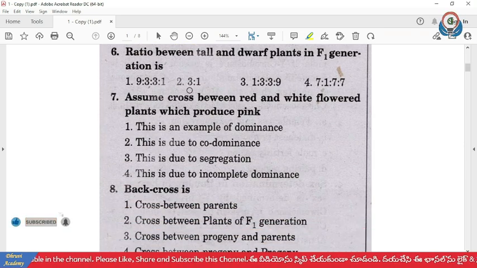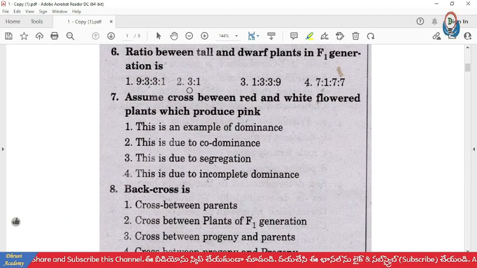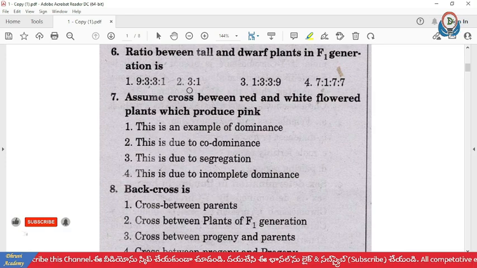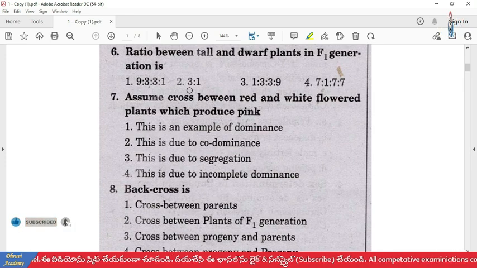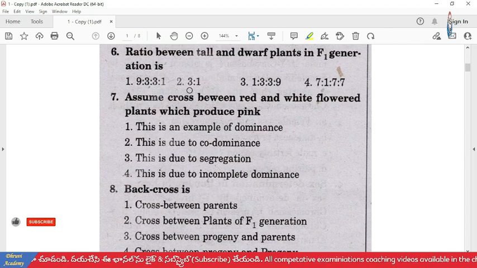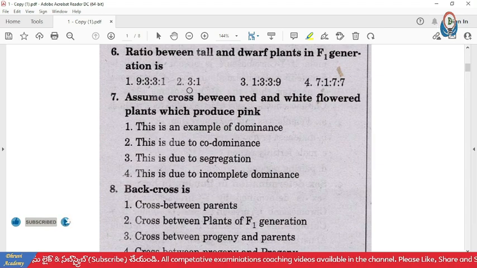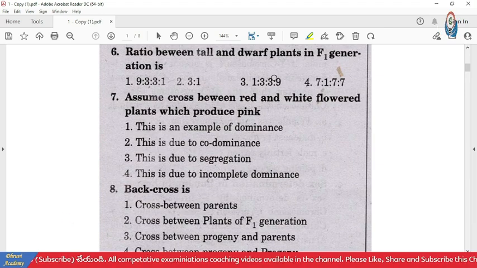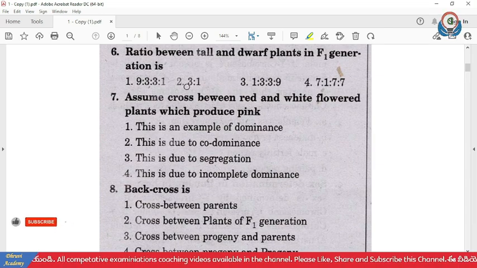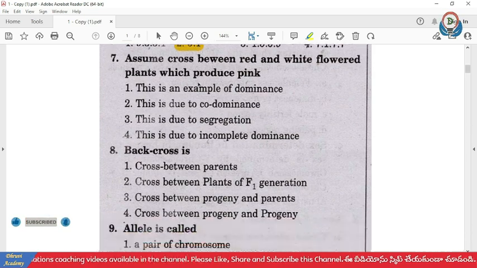Next, the ratio between tall and dwarf plants in the F1 generation is: one, 9:3:3:1, or two, 3:1, or third, 1:3:3:9, and fourth, 7:1:7:7? Which is the correct answer? The ratio between tall and dwarf plants in the F1 generation is 3:1. This is the right answer.